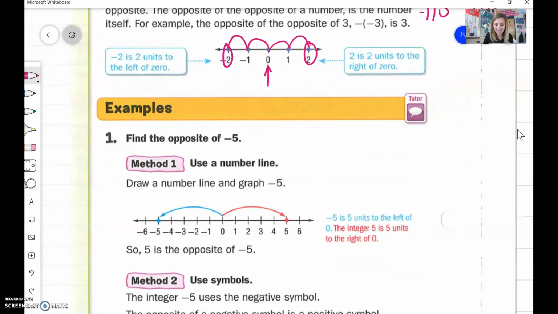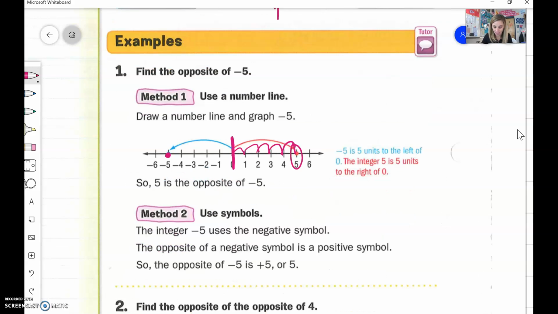Find the opposite of negative 5. If negative 5 is right here, here is 0. I have to go 5 over in the other direction. 1, 2, 3, 4, 5. It is positive 5.